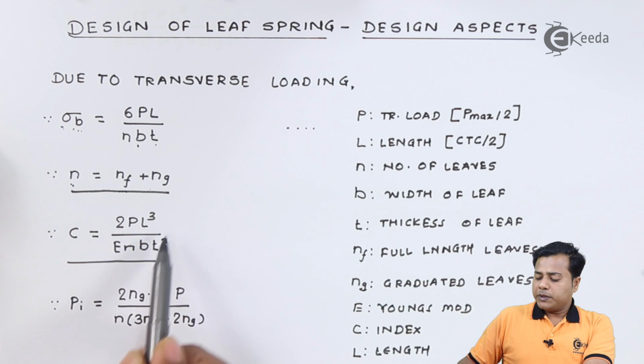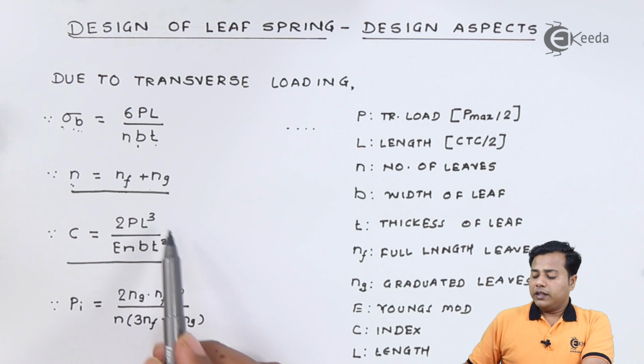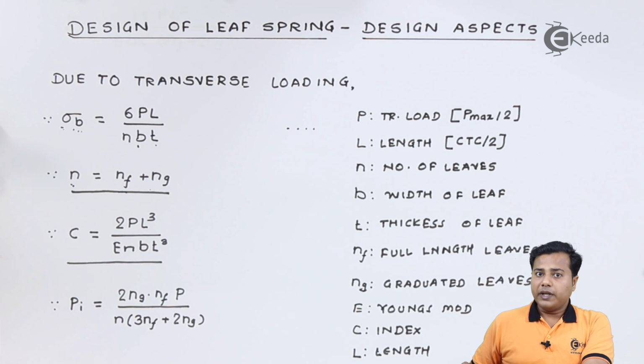Further, the index is specified using this empirical relation. Let me repeat that the course does not enter in the derivation part, so we are going to apply it directly, and you can find this formula in the book of design. And this is the pre-stress which is required to make the spring initially at the given equilibrium.